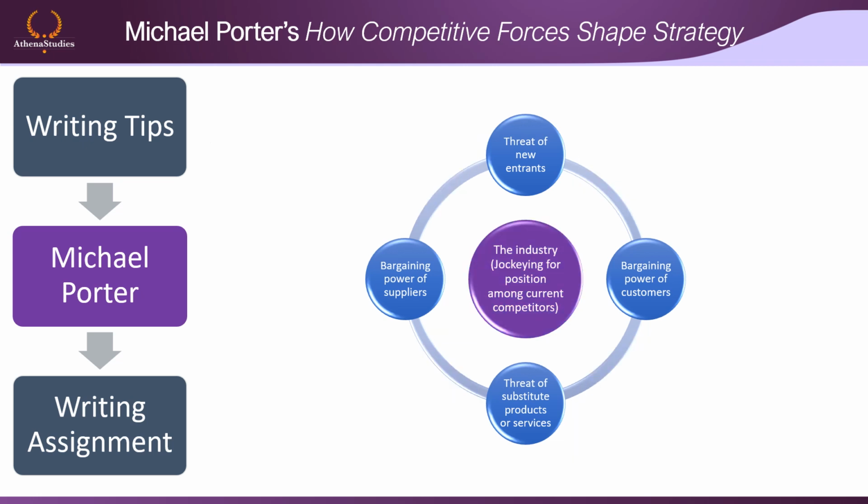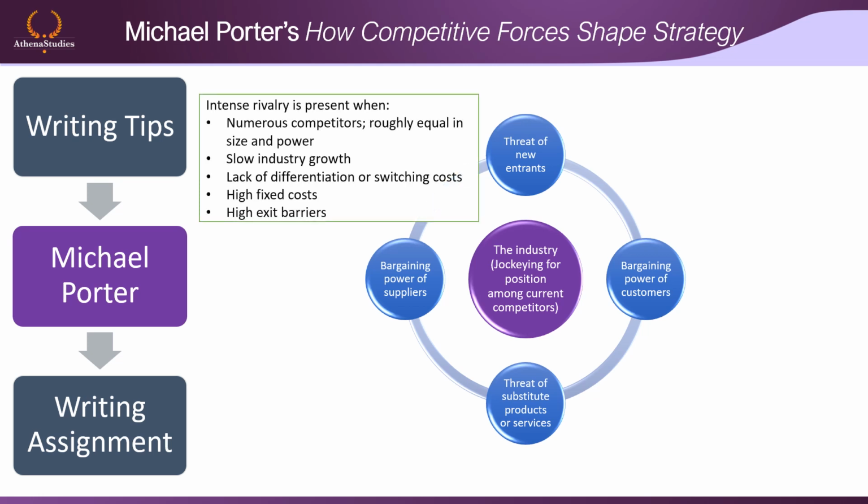Then we move into the last factor, which is the industry standing in the middle: jockeying for position among current competitors. What we need to consider is the intense rivalry that may be present when companies are inside an industry. Intense rivalry may occur if there are numerous competitors. So if the industry is overloaded, this would mean that there will be a lot of companies competing for a very small customer base. If there is slow industry growth, so the industry has stayed the same, there would still be a lot of rivalry, because since rivalry exists, growth is impossible.